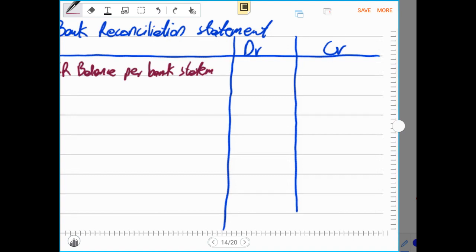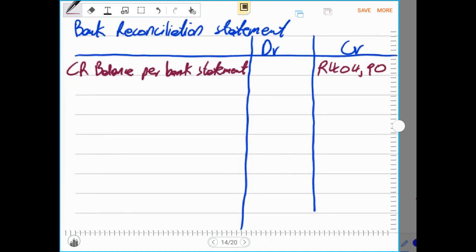I just want to make sure that I squeeze everything. Sorry for the bad writing. Credit balance per bank statement, and that is the credit side. As I said, that is 404.90. Then after we have outstanding deposit.